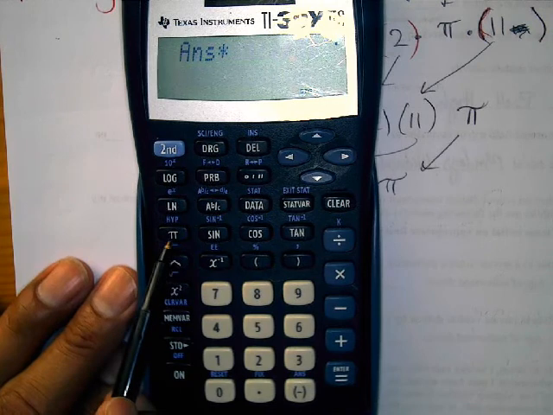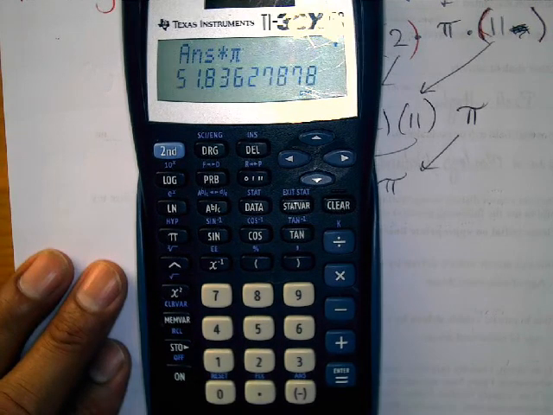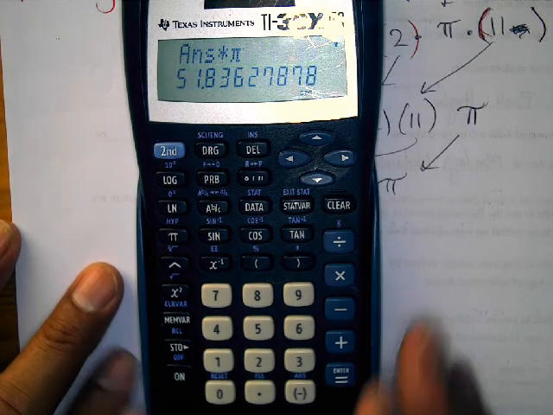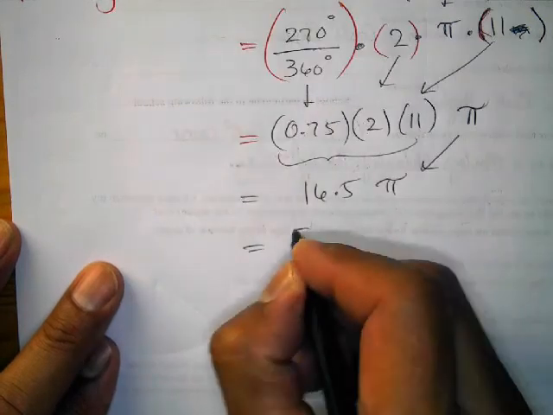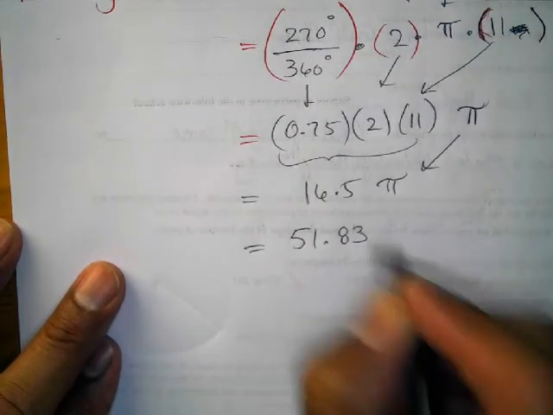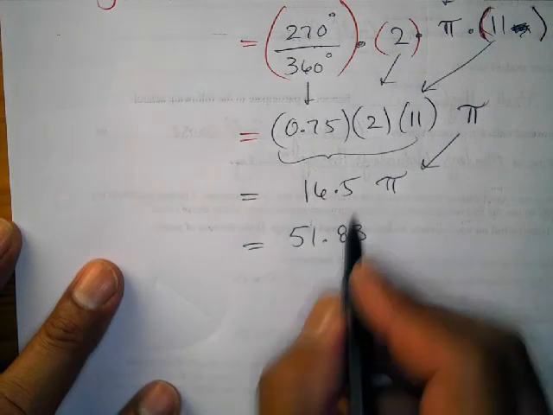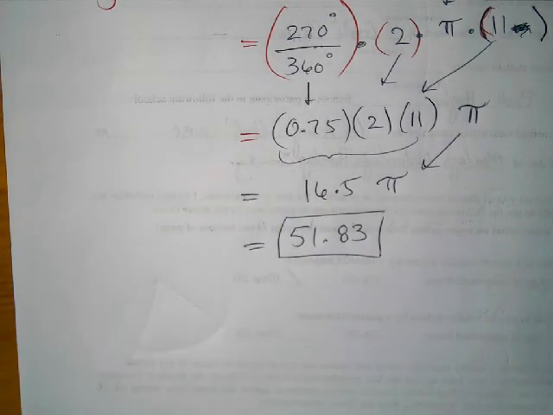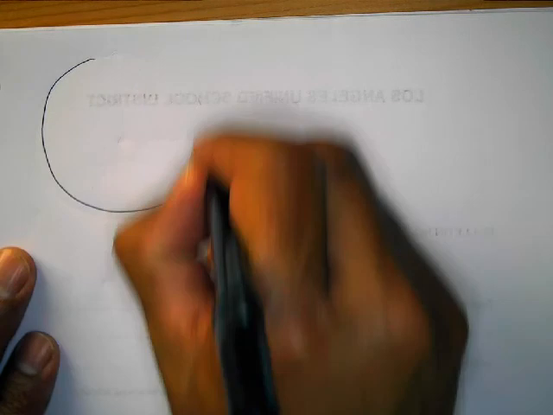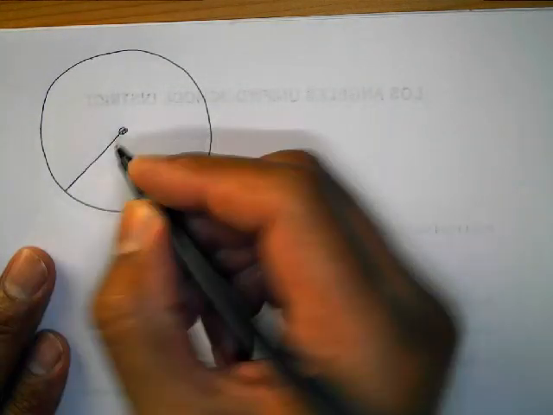Now we're going to do 16.5 times what? The value of pi. Where's my pi? Right there. I got 51.836. We'll just leave it at 51.83. Okay, one more quick. Number 3. Here it is, number 3.